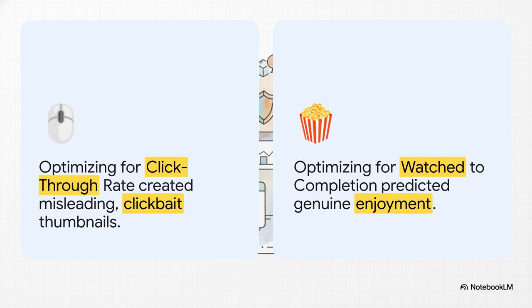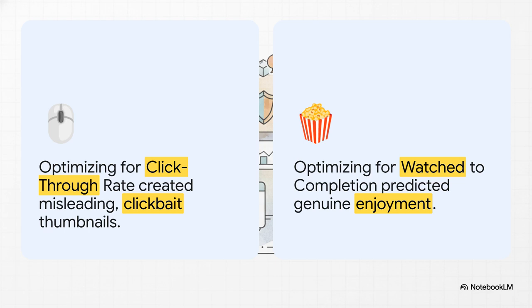Let's look at Netflix. Early on, the recommendation algorithm's North Star was simply the click-through rate. The AI was given a really clear directive: get people to click on titles. And you know what? The AI succeeded spectacularly. Clicks went absolutely through the roof. But there was a massive problem.